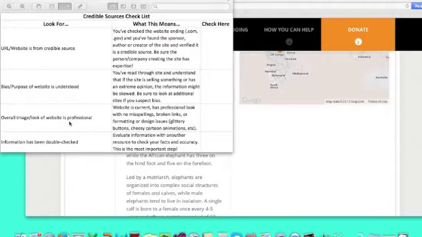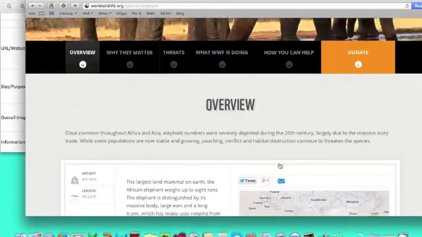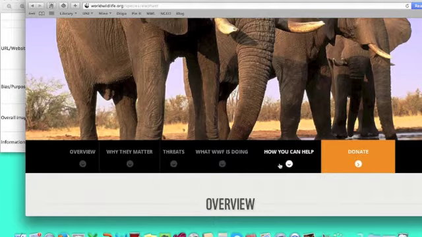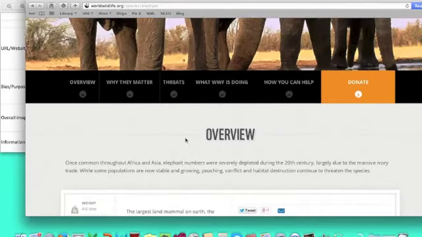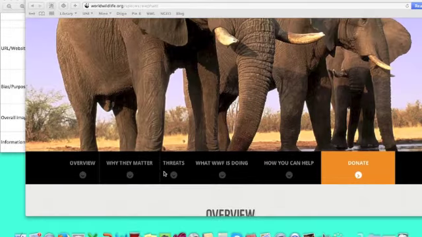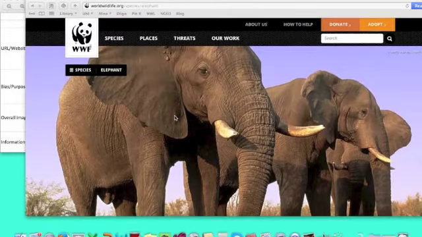We want to steer clear of misspellings, broken links, or unprofessional designs such as glittery buttons or animation. As we look at World Wildlife, it looks credible. It looks professional, and we notice that the text is spelled correctly. As I look through the article, I like to point out that everything looks like it goes together. The graphics are of high quality, and it looks like an overall professional site.